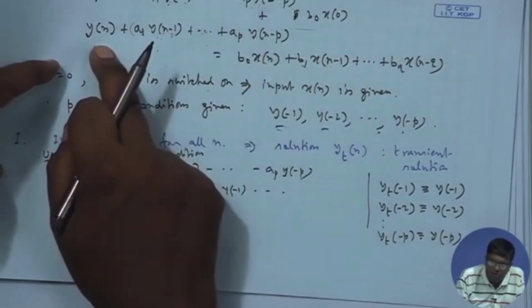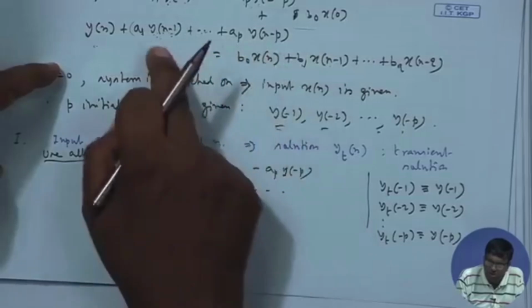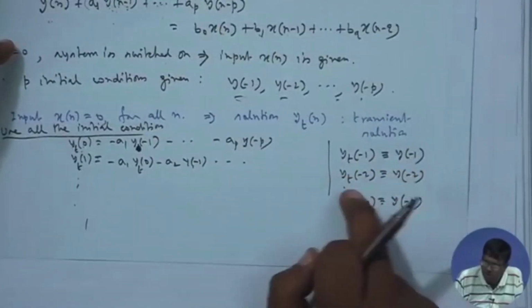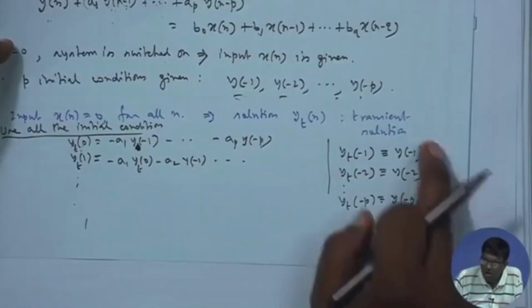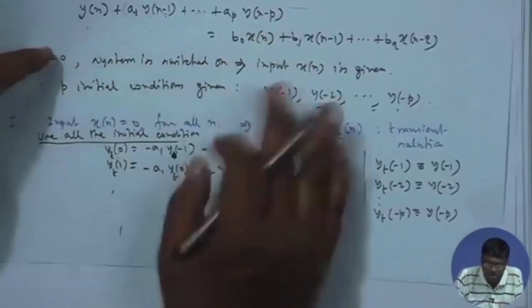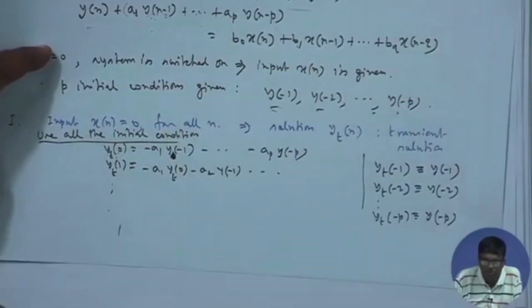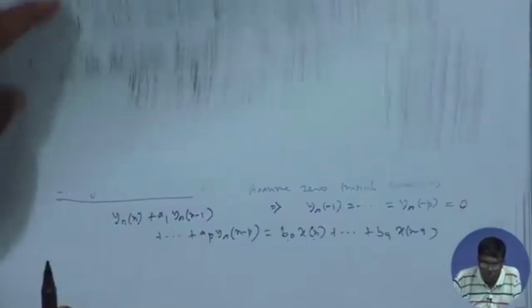So, y t n requires y t n minus 1, y t n minus 2, but those I took to be y minus 1, y minus 2, and so on, where y minus 1, y minus 2 are given to me. Using them, I recursively build up the solution, which I call y t n. That is one special case: right hand side was 0 and initial conditions were used up.